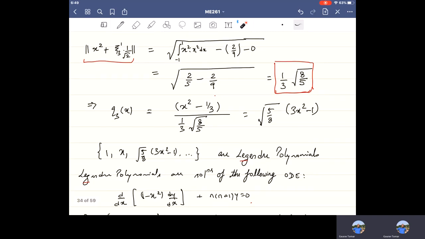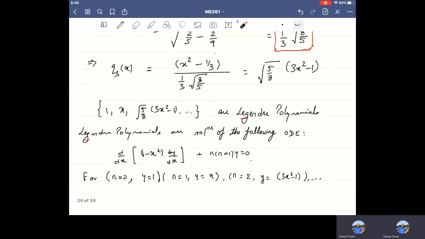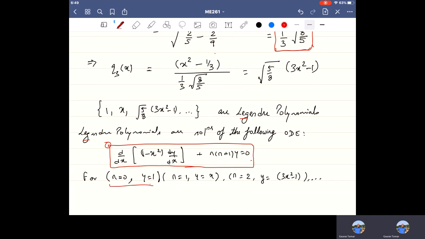So this is the property of Legendre polynomials, that the inner product for these Legendre polynomials is 0. Legendre polynomials are solutions of the following ODE. This ODE, you must have seen in many engineering problems, it turns up, and so it is a useful equation to know. Now for n equal to 0, the series solution you will get is essentially 1. N equal to 1, you get x. And for n equal to 2, you will get 3x squared minus 1. Okay, which forms a set of Legendre polynomials.